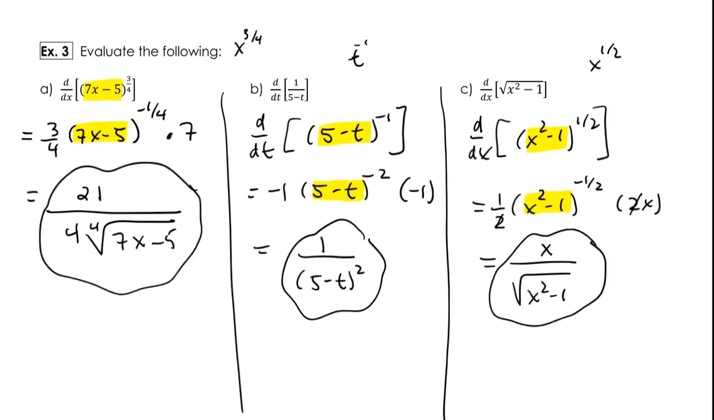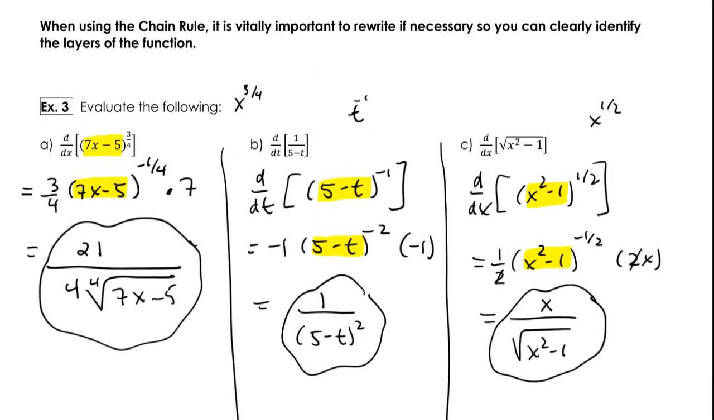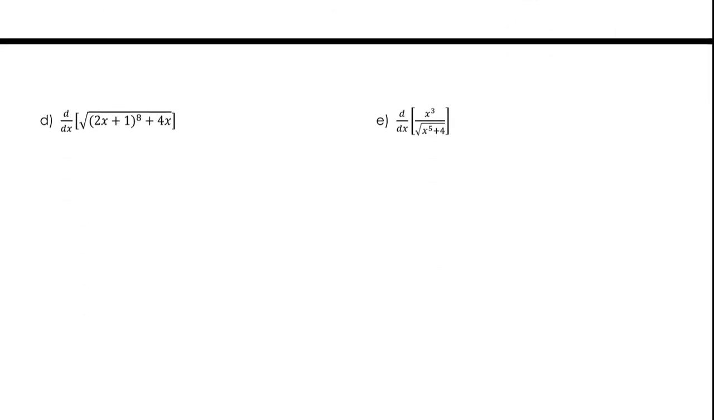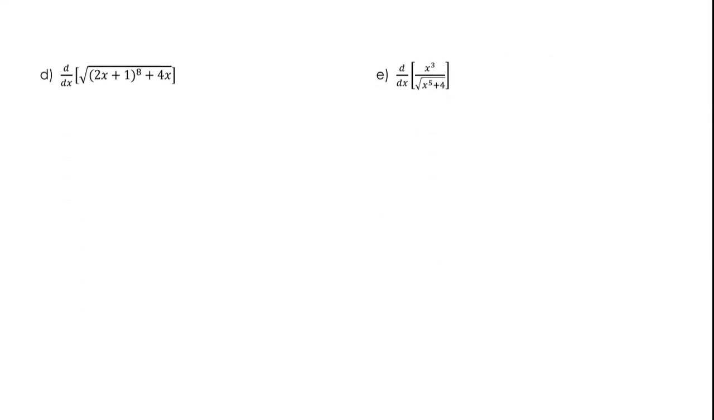Okay, let me point something else out also. I mentioned here, it's really important that you rewrite them. Okay, rewriting is really helpful. We did it a couple times. We did it here when we had the bottom to the negative 1 to avoid quotient. We did it here when we had a radical. Okay, we're going to have to rewrite it again.